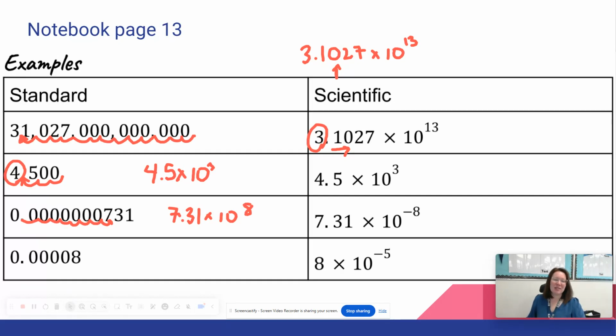But I cannot just leave it like this, because 10 to the power of 8 means a giant number where I had to move the decimal 8 times in this giant number. But I did an itty bitty teeny weeny number.